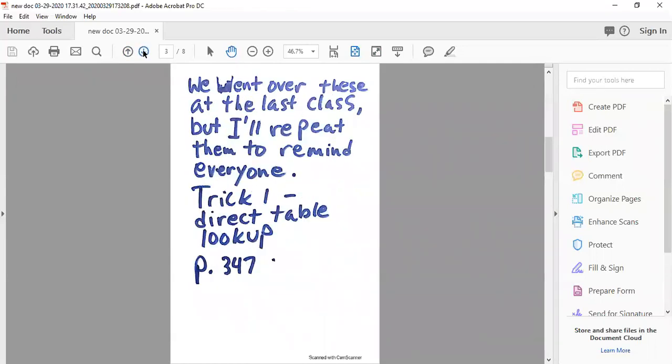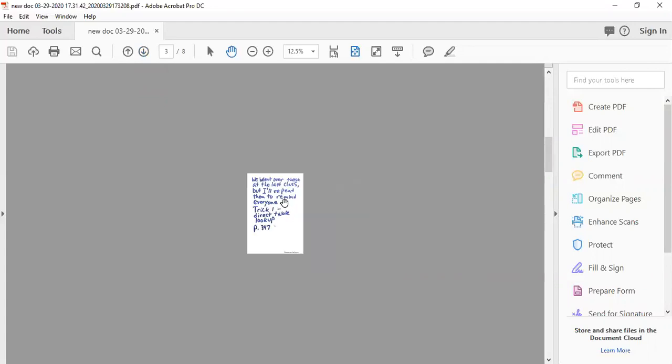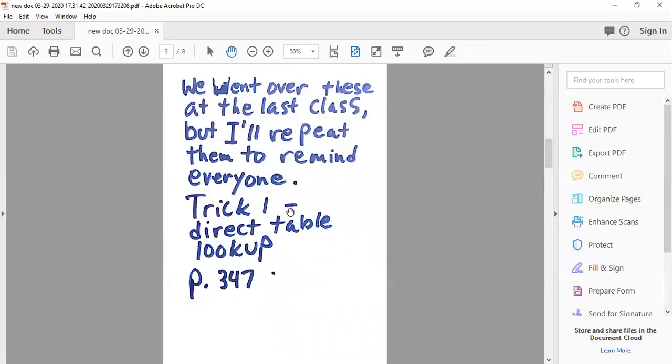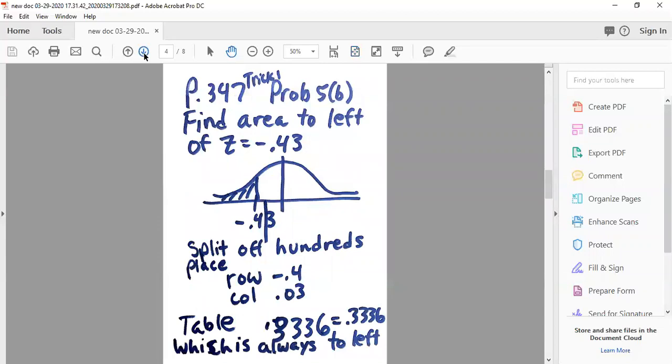So we went over these at the last class, but I'll repeat them to remind everyone. There's no formal names for these, so I kind of made up my own names. And the very first trick is called direct table lookup. And so I'll show you how to do that with a sample problem. So page 347, problem 5b. It says to find area to the left of z equals negative 0.43.